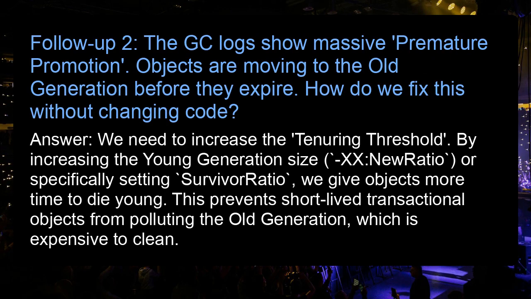Follow-up 2. The GC logs show massive premature promotion. Objects are moving to the old generation before they expire. How do we fix this without changing code? Answer, we need to increase the tenuring threshold. By increasing the young generation size, -XX:NewRatio, or specifically setting survivor ratio, we give objects more time to die young. This prevents short-lived transactional objects from polluting the old generation, which is expensive to clean.